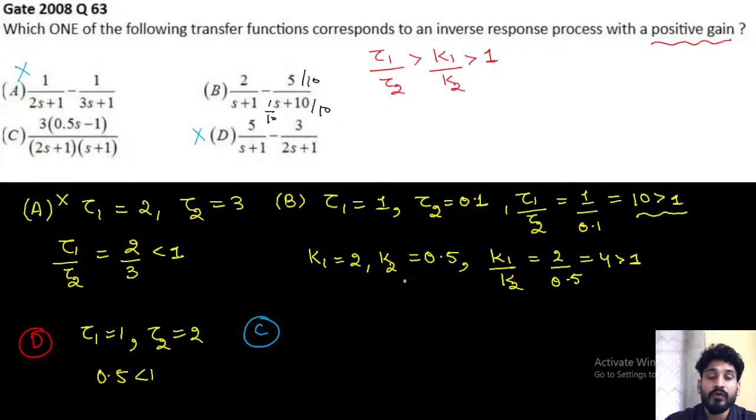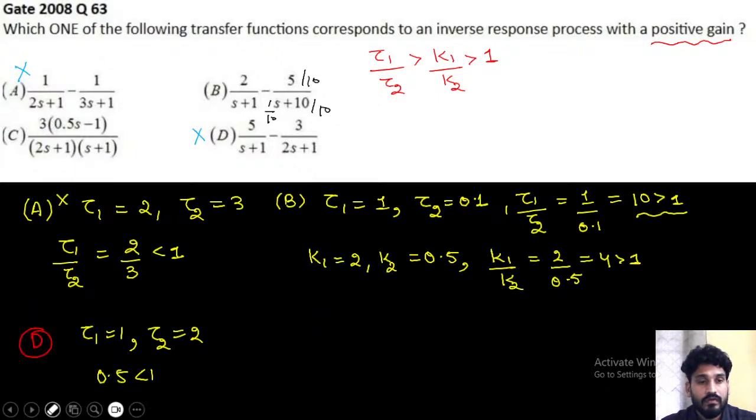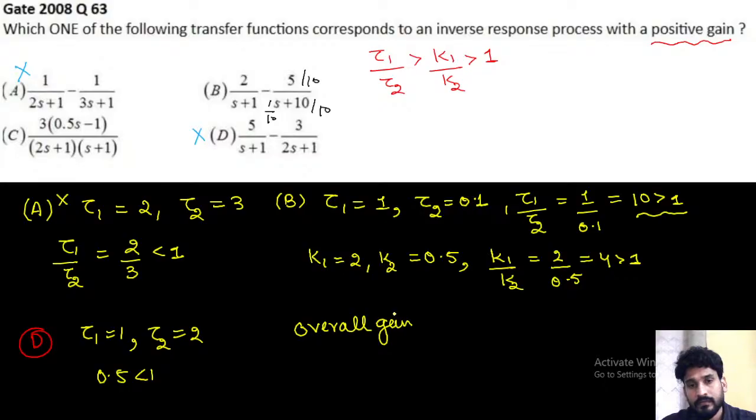Positive gain means the overall gain. How to calculate the overall gain? What is your K1 minus K2? That must be greater than 0. This is your positive gain. This is the condition which we calculated, if you remember.